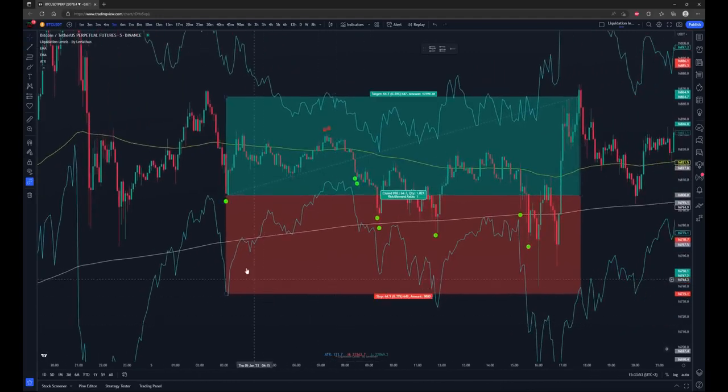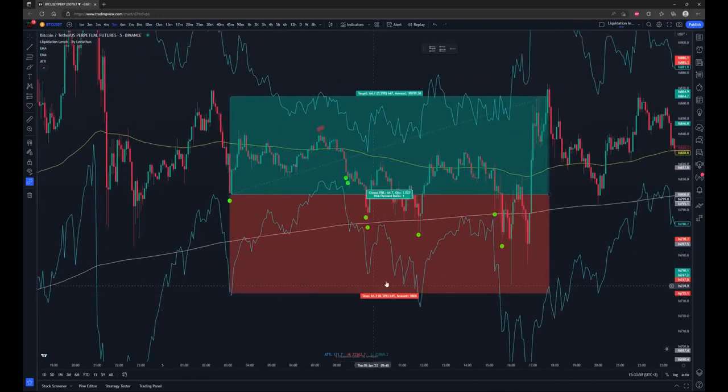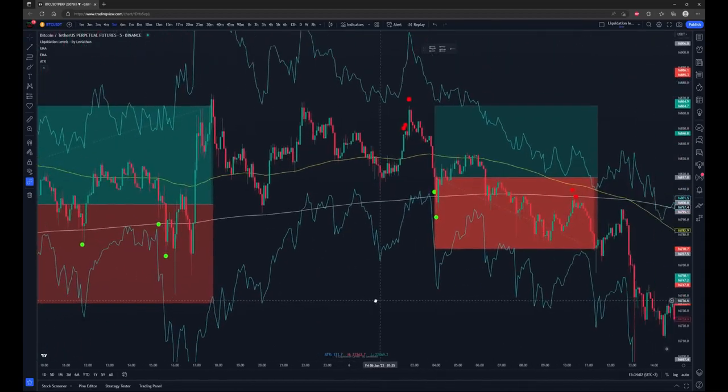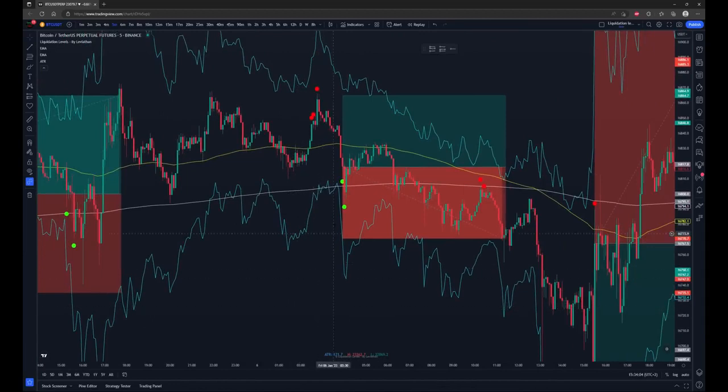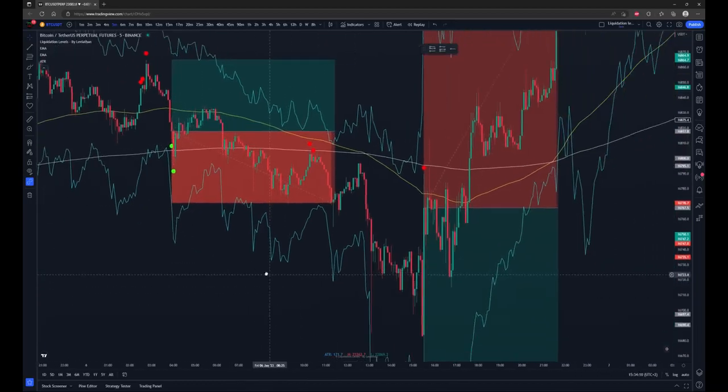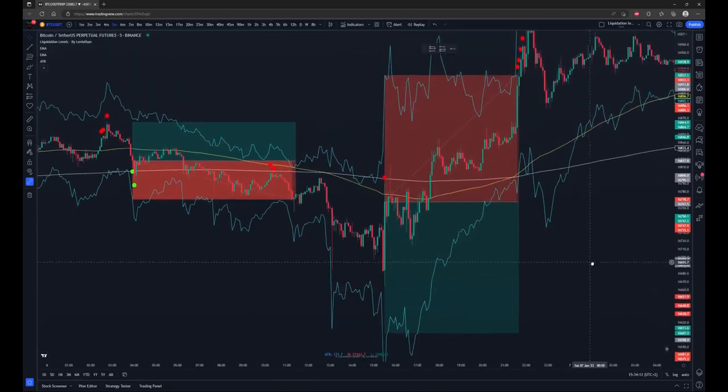Then we have another one where we get a green dot under the yellow line, and this one also ends up being a profitable trade using a 1-to-1 risk to reward ratio. So we move on after that trade to our next green dot, and yellow still over white. This one ends up being a loser, but still a valid entry there. And then we have another loss here.